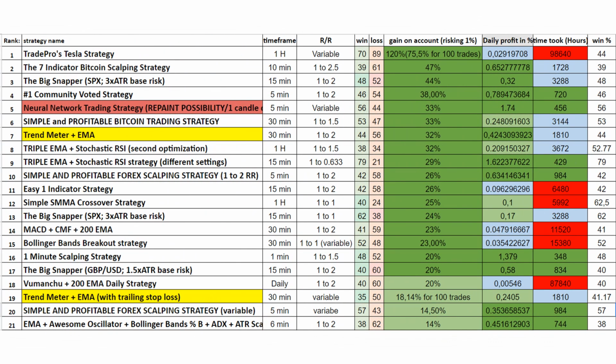Looking at the gain on the account after 100 trades spreadsheet, the basic trend meter strategy is placed number 7 and the trailing stop loss version is placed number 19. A Google Drive link for both of these spreadsheets is listed down below in the description.